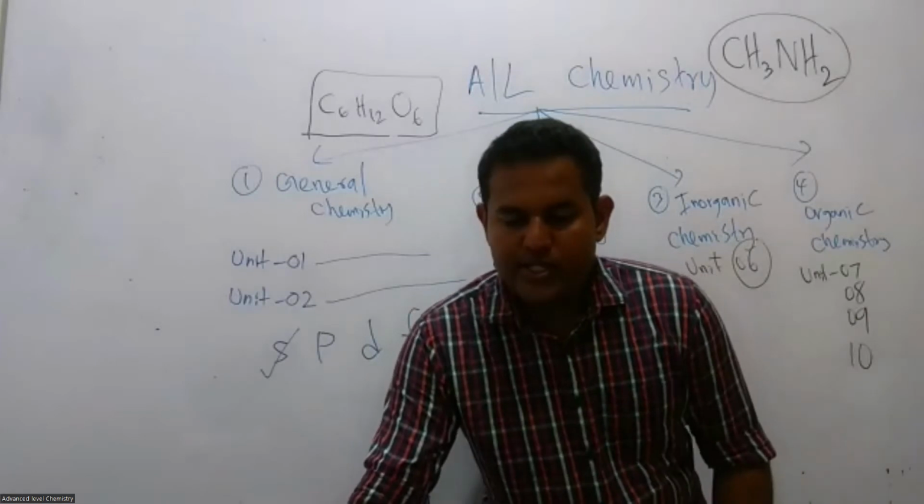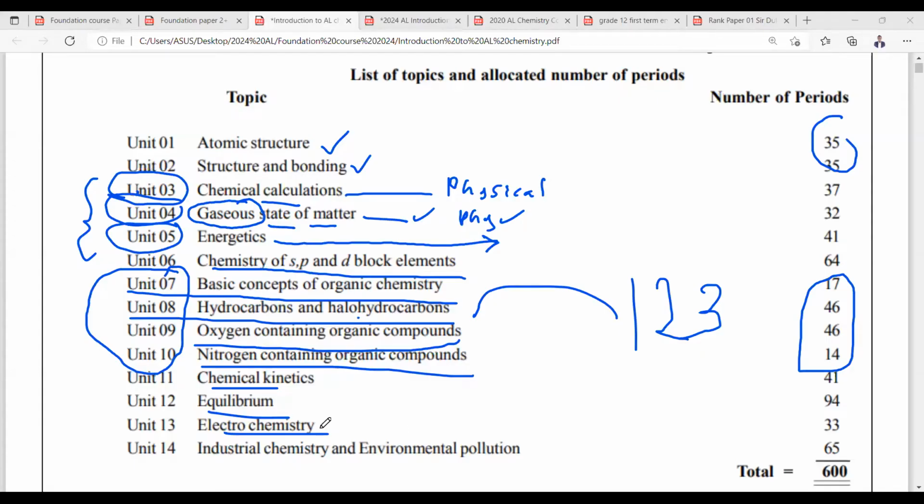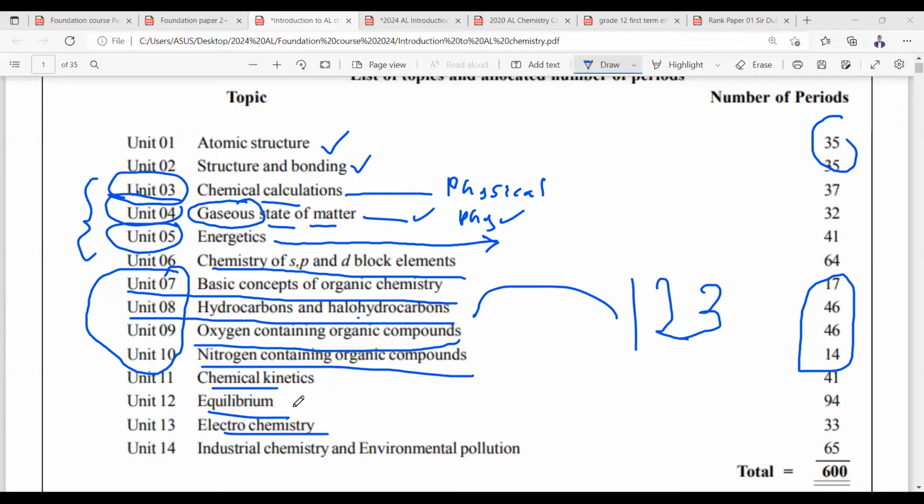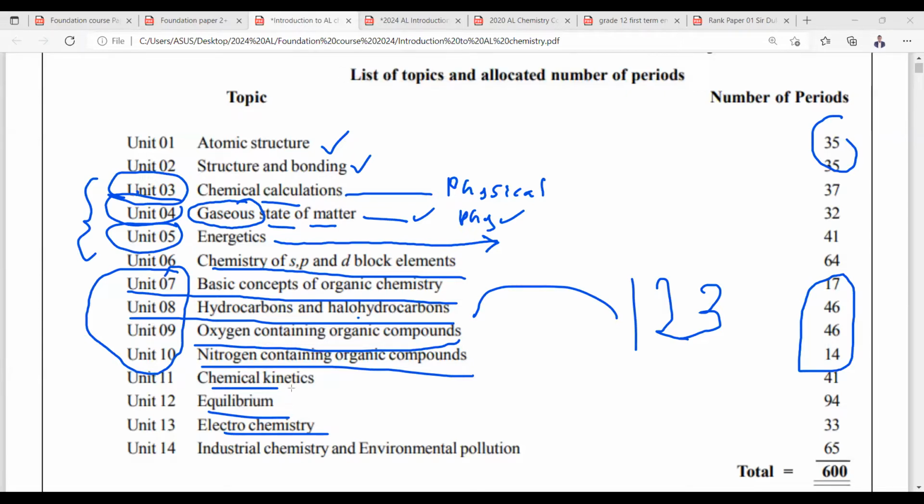So then can you see the number of periods in this lesson? Many people think that when they reach unit 12, the syllabus is almost finished, but it is not. Definitely you can see how many periods are allocated under equilibrium. Just see here, 94. It's a big challenge, so definitely you have to learn really well. It's a huge lesson, right?